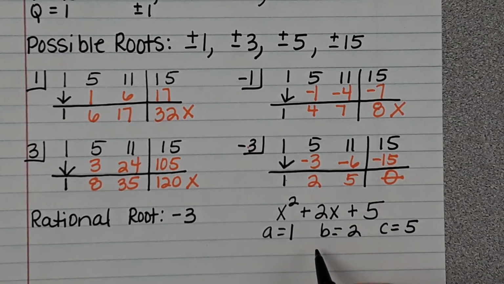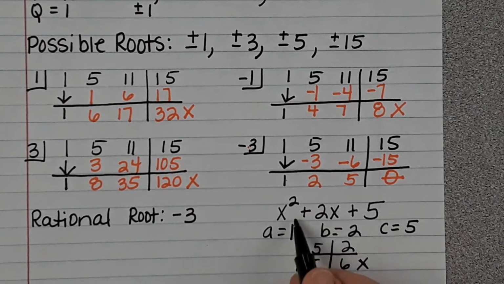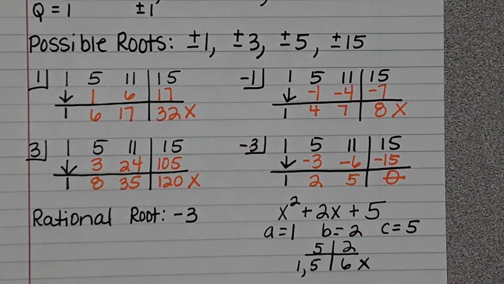1 times 5 is 5. And I'm looking for 2 numbers that, when I add them up, get 2. Everything is positive. The only factors of 5 are 1 and 5. 1 plus 5 is 6. Is this factorable? No. That means it's prime. It means it has no more rational roots. We're going to use the quadratic formula to find the rest of the zeros.